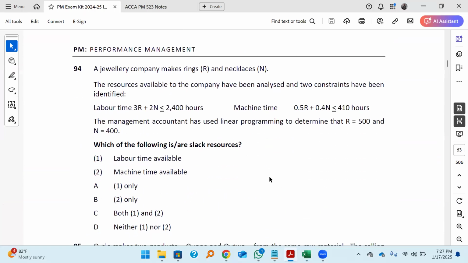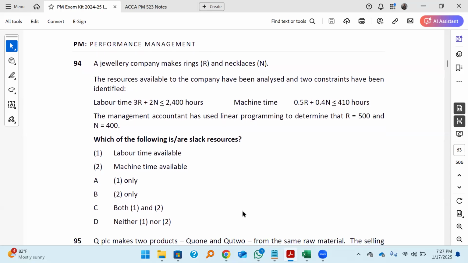That is how linear programming works. And you see another question again for linear programming. You can tell from the fact that they are giving you two inequalities. And they're saying that this jewelry company makes rings and necklaces.